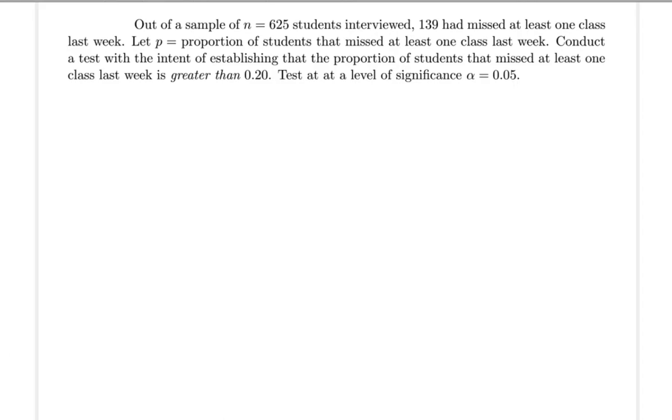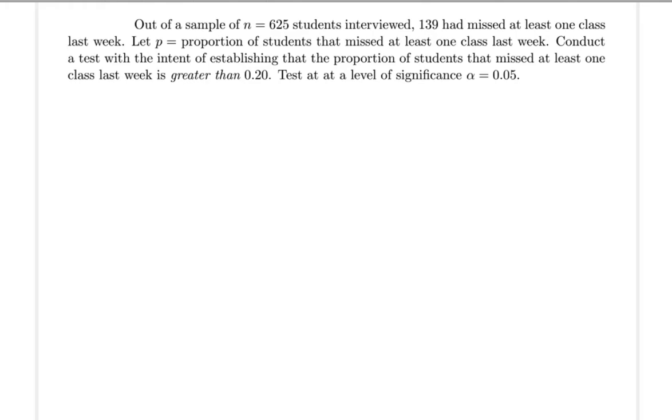Out of a sample of n equals 625 students interviewed, 139 had missed at least one class last week. Let p be the proportion of students that missed at least one class last week. Conduct a test with the intent of establishing that the proportion of students that missed at least one class last week is greater than 0.20. Test at a level of significance alpha equals 0.05.